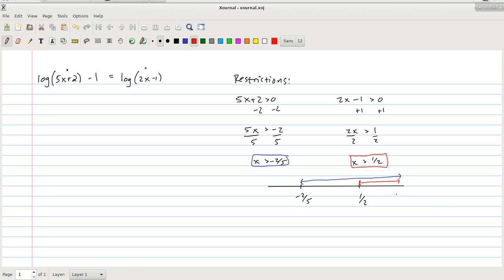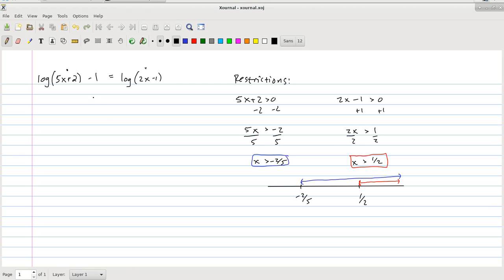Now we want to look at what's the most restrictive set we have here, and that'll be the one in red. X is greater than 1/2. Because if x is greater than 1/2, any values that are greater than 1/2 to the right are also to the right of negative 2/5. So that says any solutions we have to be greater than 1/2.